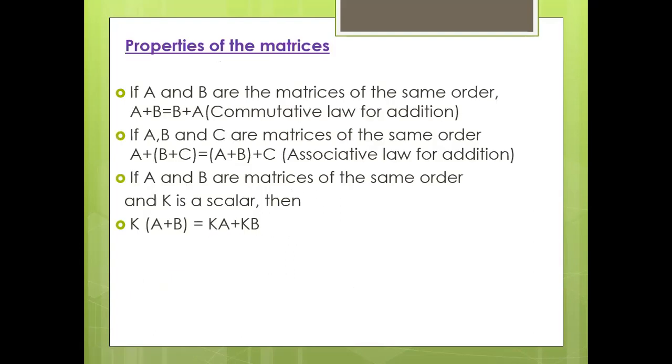Then properties of the matrices. If A and B are matrices of the same order, then A plus B equal to B plus A. Same order means the rows and columns are equal. A plus B equal to B plus A is the commutative law for addition. If A, B and C are matrices of the same order, A plus B plus C equal to A plus B plus C, which is the associative law for addition. If A and B are matrices of the same order and K is a scalar, then K into A plus B equal to KA plus KB.